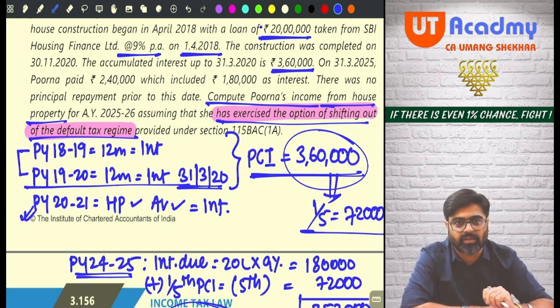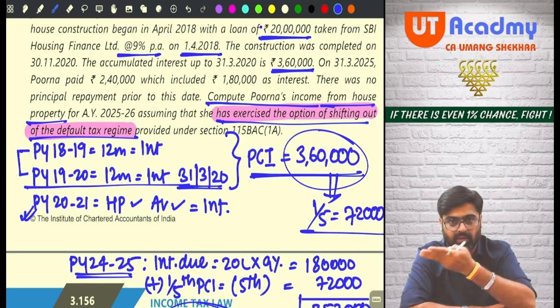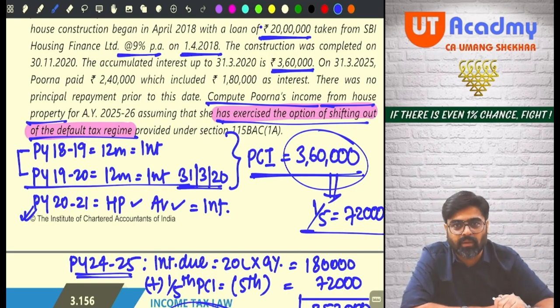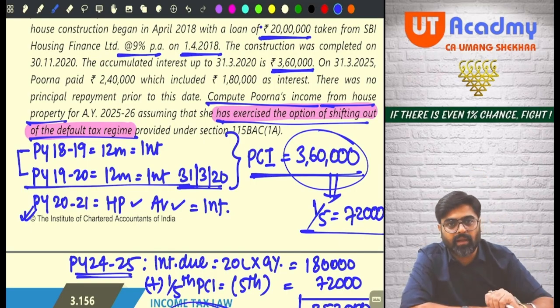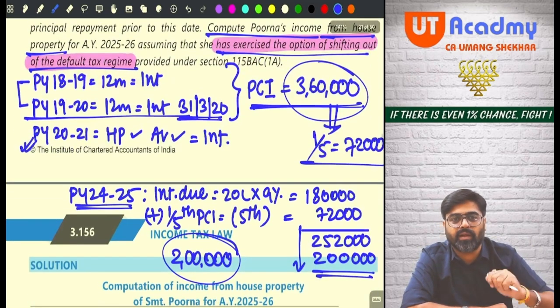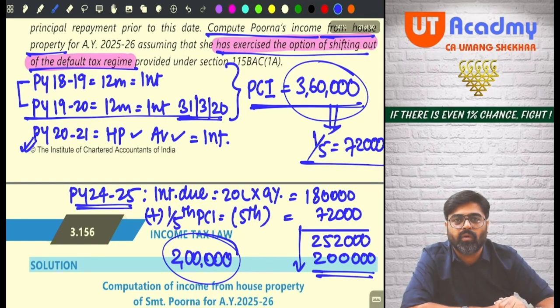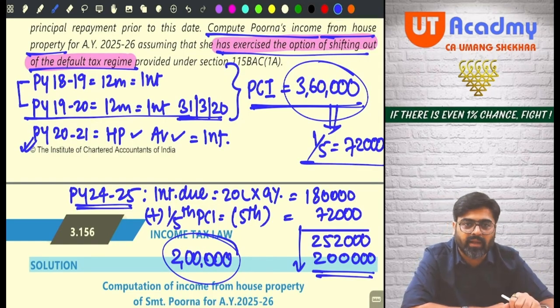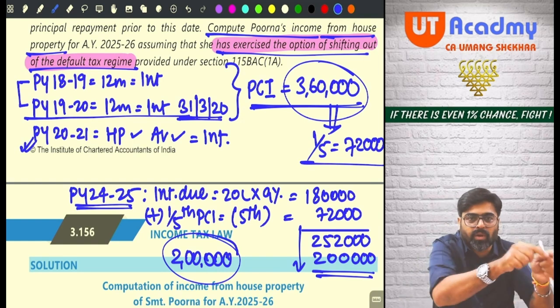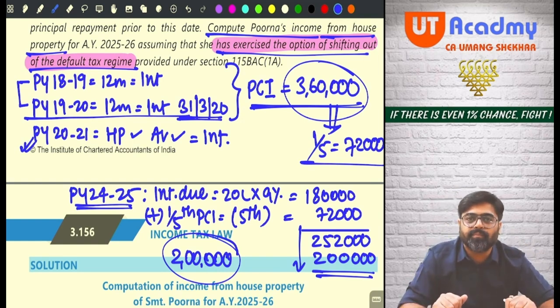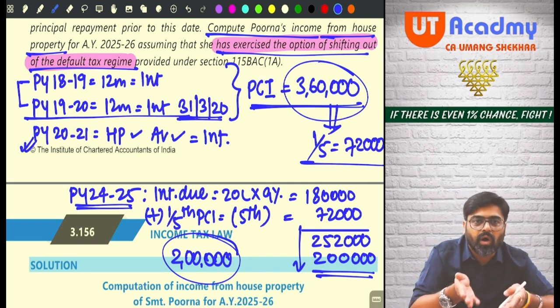Municipal tax is not allowed as a deduction because for SOP, municipal tax deduction is not available. So NAV will become nil. 24A, nil. Interest on housing loan deduction, we have calculated. Write down this 2 lakh rupees negative. What final amount will we get? Negative 2 lakh. Is it a taxable income or a loss from house property? Loss from house property. So this is the loss of the house property.